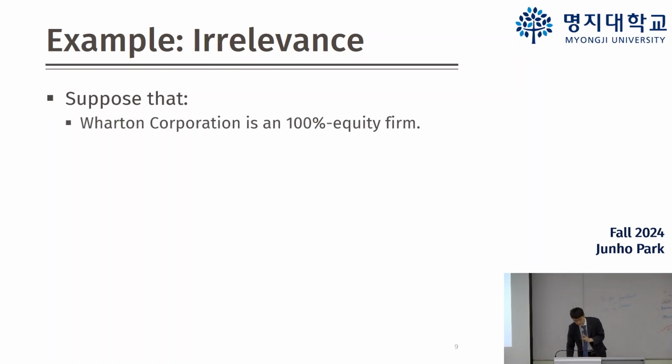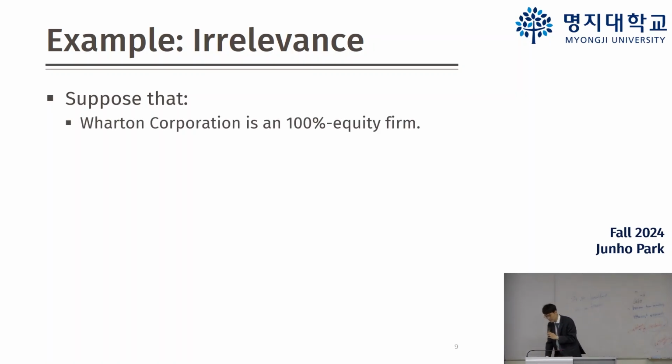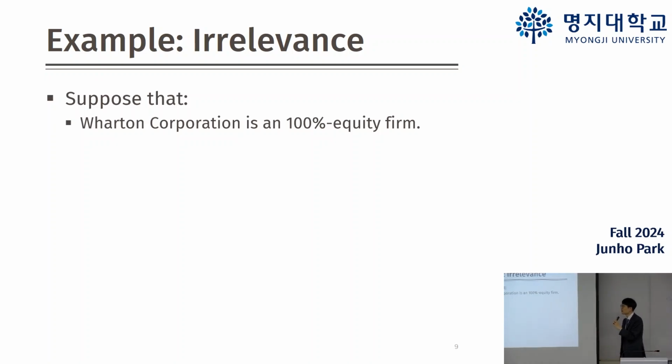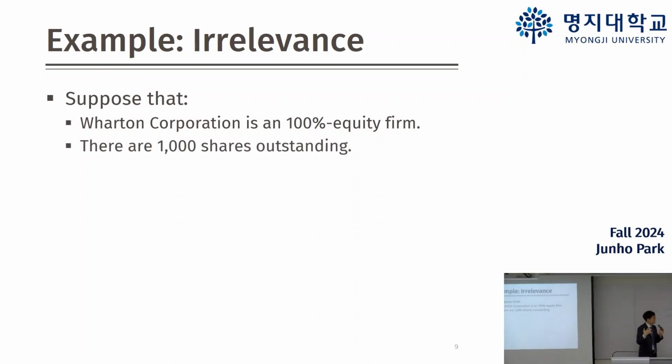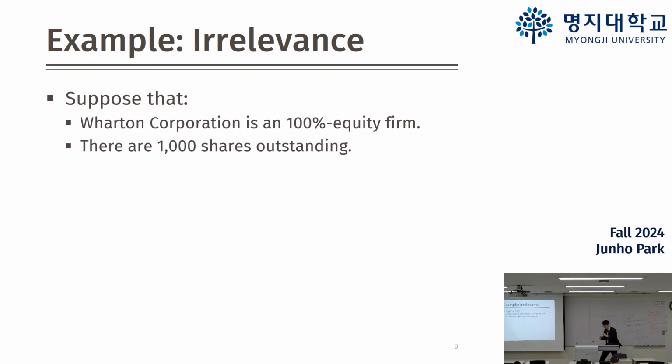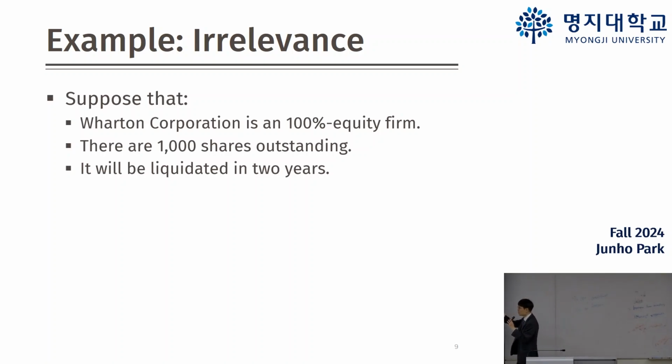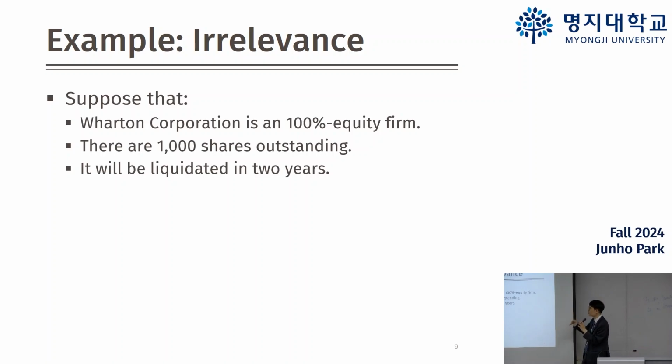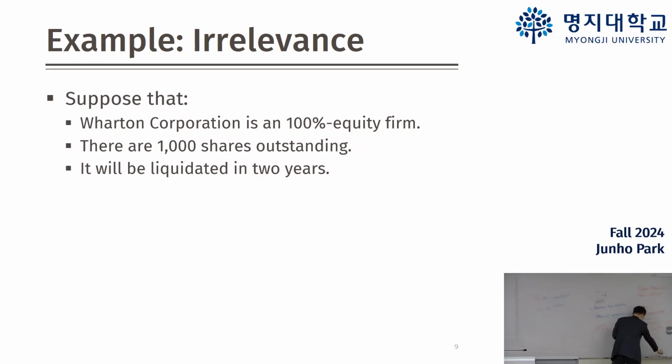So suppose there is a company named Wharton. To simplify, let's assume that there is no debt. So it is a 100% equity firm, and there are 1,000 shares outstanding, and one important assumption is that it will not continue forever. So there is no going concern. It will only operate for the next 2 years. One year, 2 years, and it's gone.